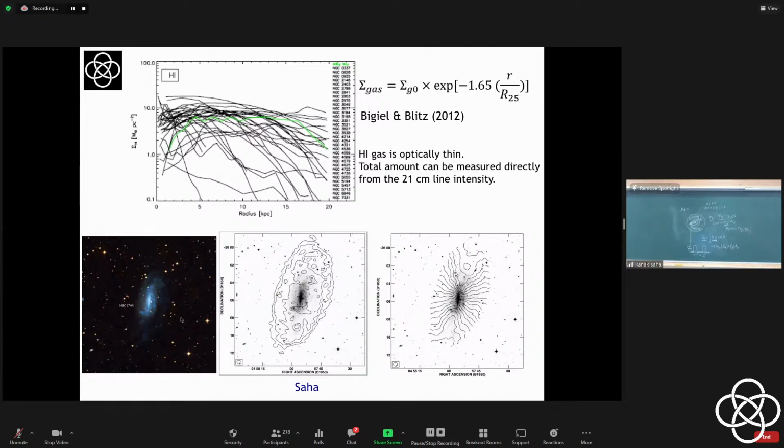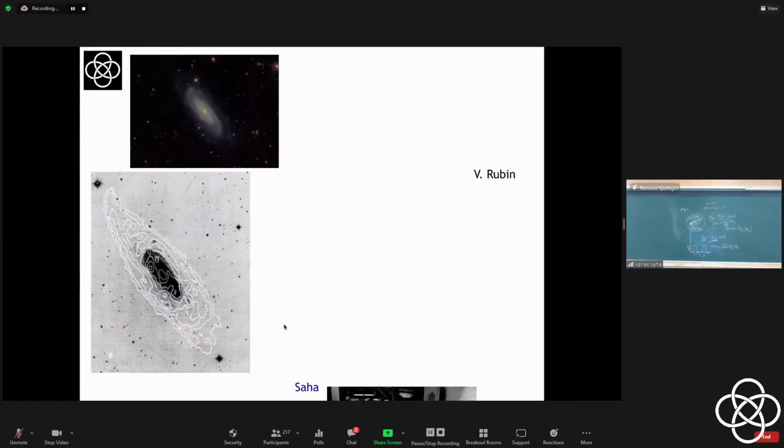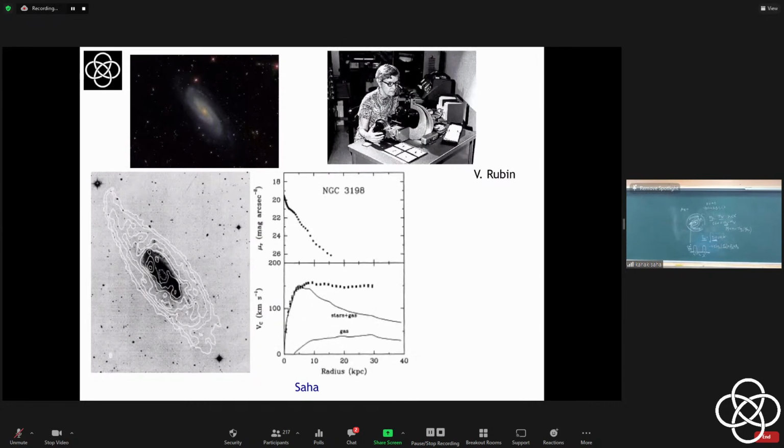So neutral hydrogen gas in a galaxy extends very, very far away. This is the optical light, meaning the light from the stars. Okay. And you can see the density contours of the hydrogen gas extend very, very far away, almost a factor of 2 or 3. So neutral hydrogen gas probes the very far out regions of the galaxy. And this has been used to infer the existence of the dark matter halo in a galaxy. Okay, this was an observation.